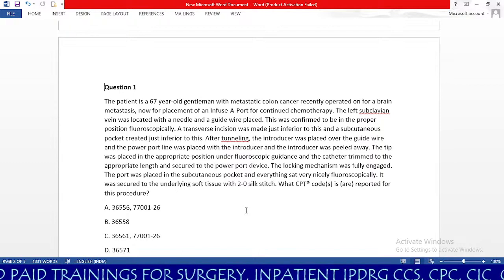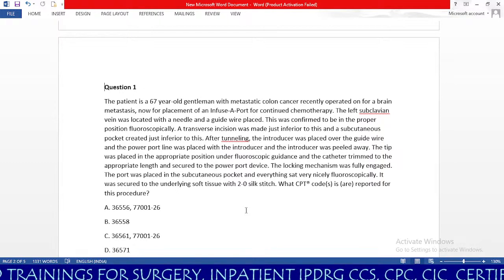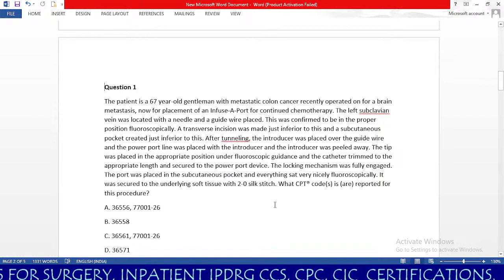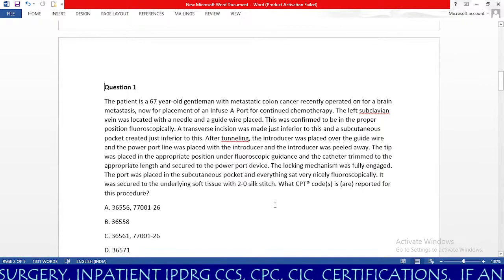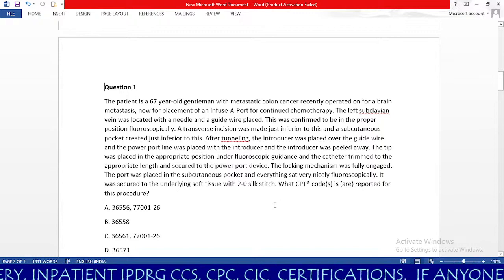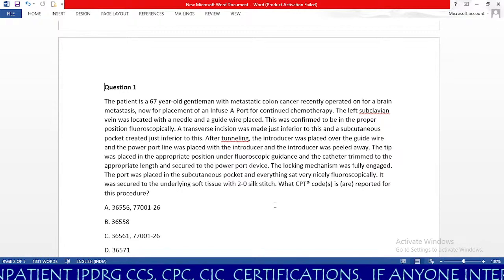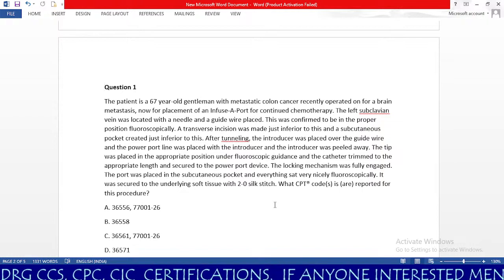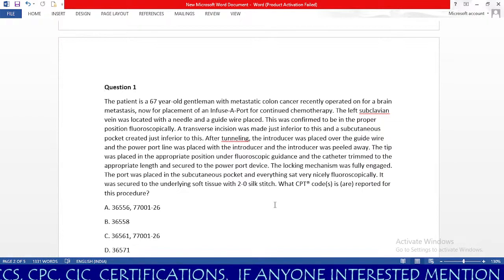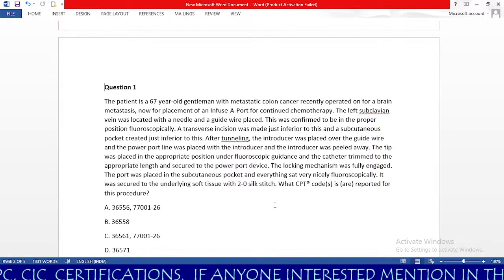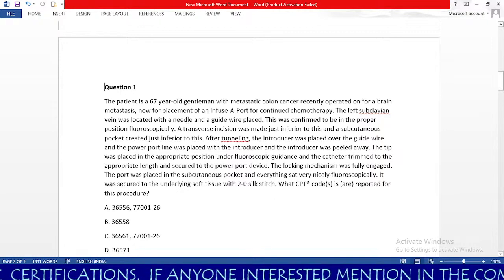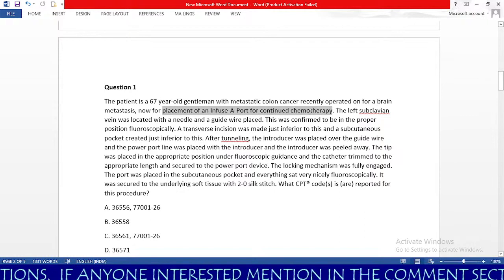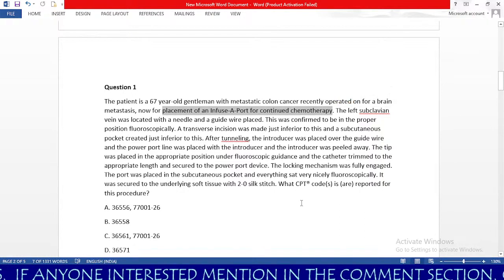So we will discuss the answer now. Anyway, few people are there. The patient is a 67-year-old gentleman with metastatic colon cancer recently operated on for a brain metastasis, now for placement of an infusaport for continued chemotherapy. So infusaport and continued chemotherapy are the keywords.